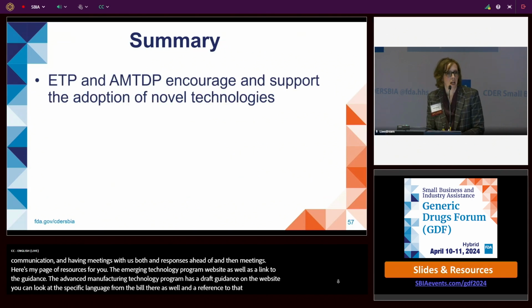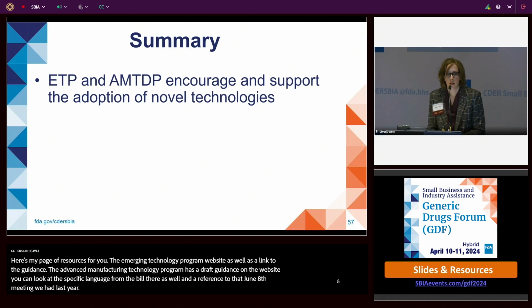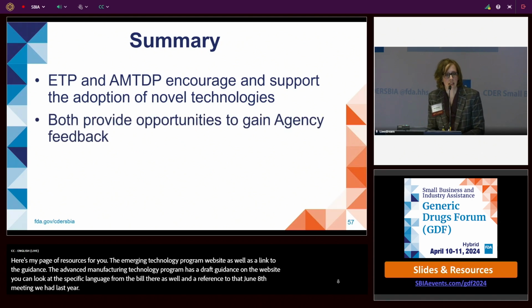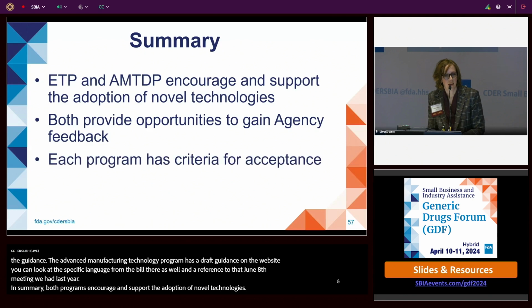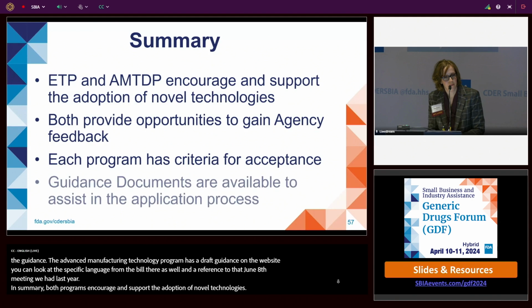So in summary, both programs encourage and support the adoption of novel technologies. Both provide opportunities to gain agency feedback, and they both have criteria for acceptance, some the same and some different. And there are guidance documents available for both to help you through the application process.